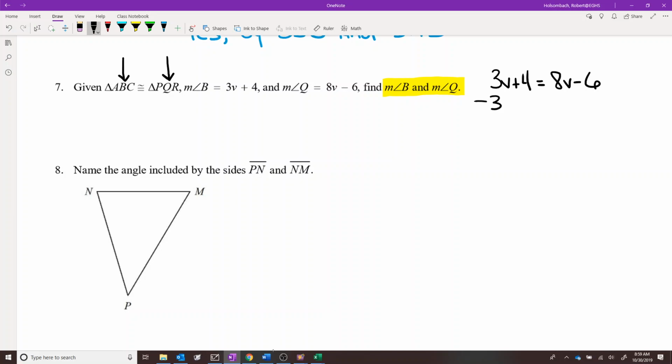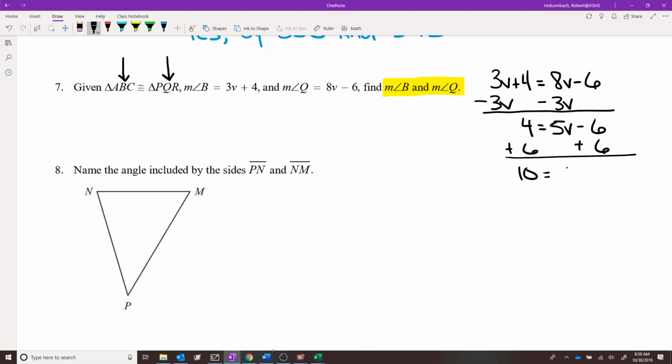So you can subtract 3v from each side, and 4 is going to equal 5v minus 6. And then you could add 6 to each side, and 10 would equal 5v. And then divide by 5. 2 is equal to v. But they didn't ask you to solve for v. They asked you for the measure of B and the measure of Q.